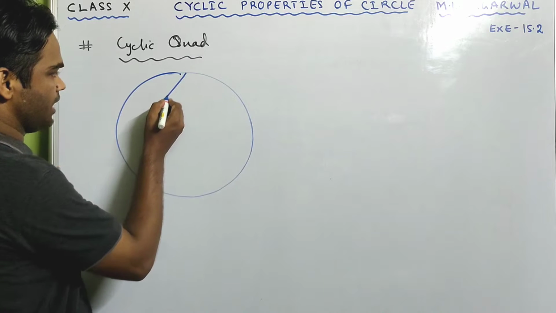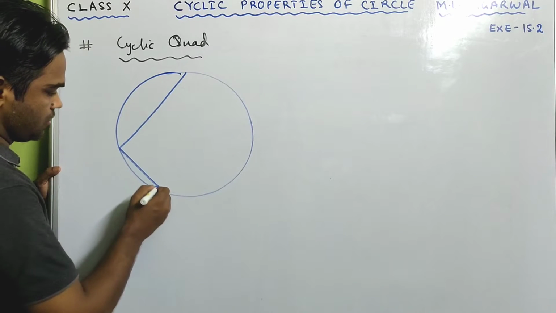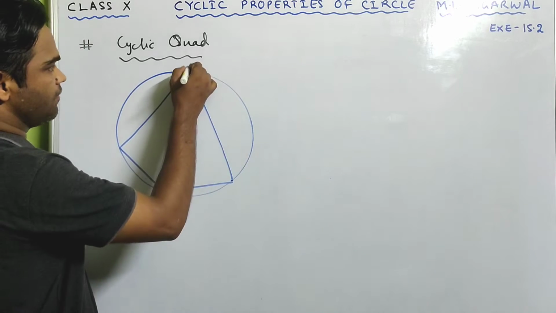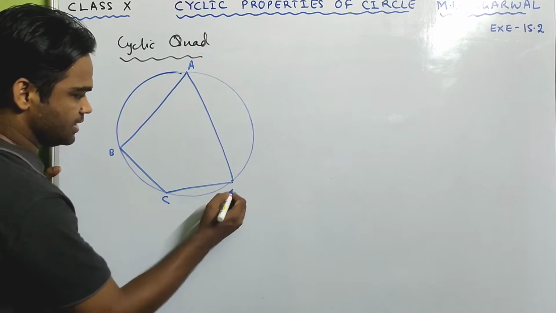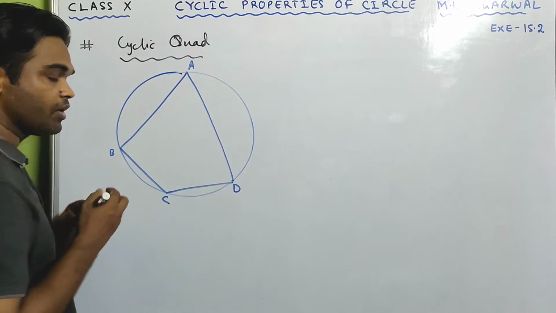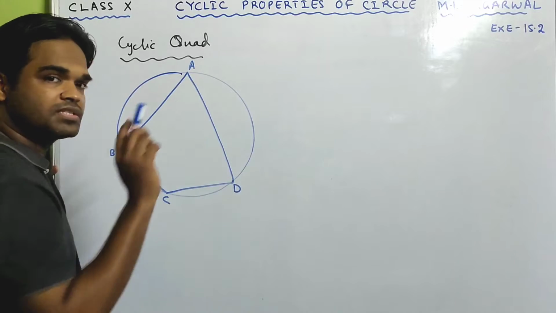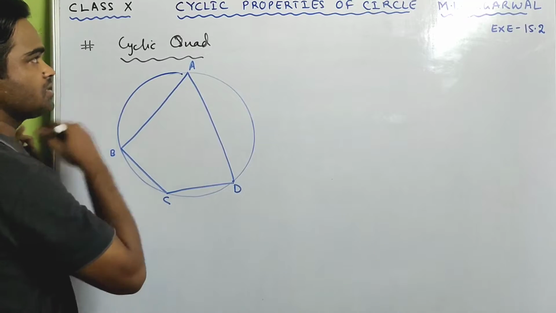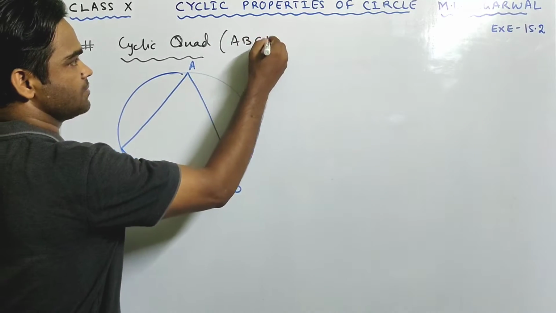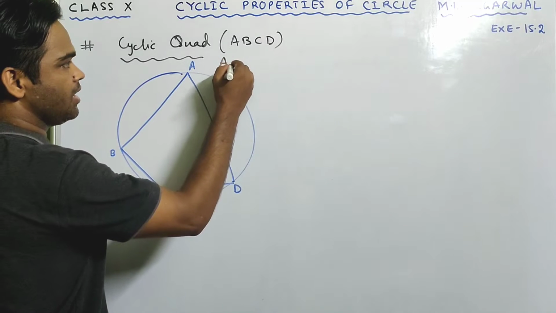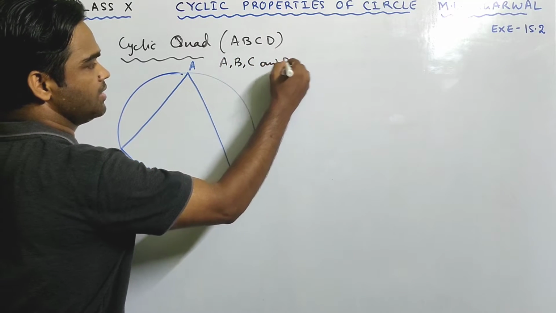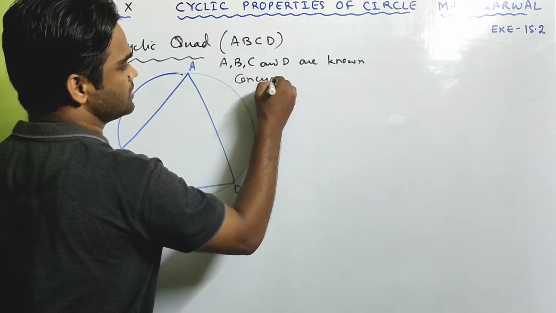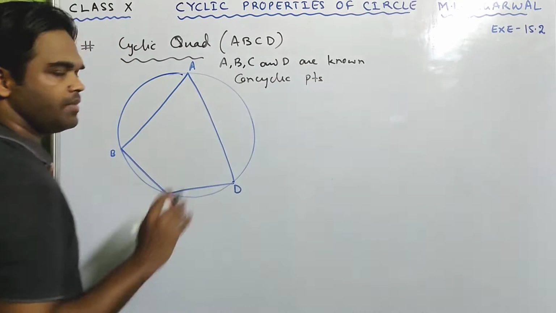Suppose I draw a quadrilateral like this. In this case, if you see the vertices A, B, C, D, the vertices of the quadrilateral lie on the circumference of the circle. So this ABCD is known as your cyclic quadrilateral in this case. And the points A, B, C and D are known as concyclic points. Am I clear?